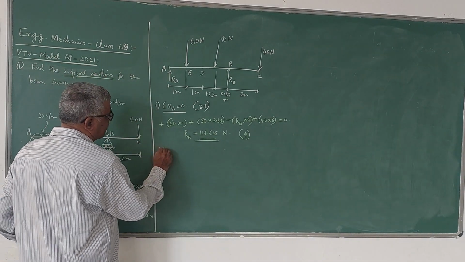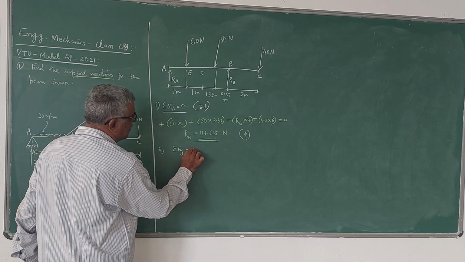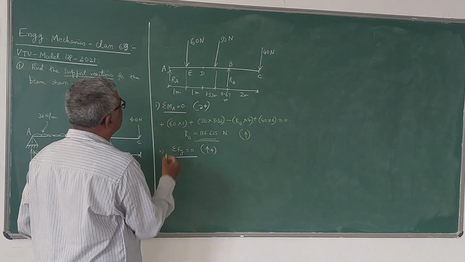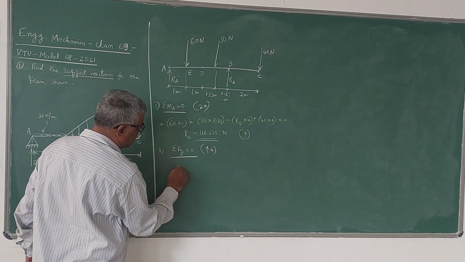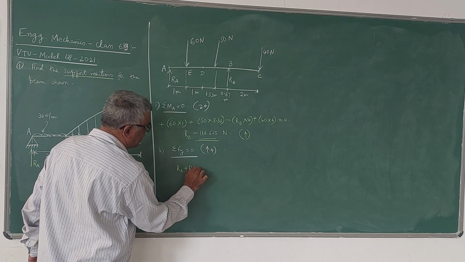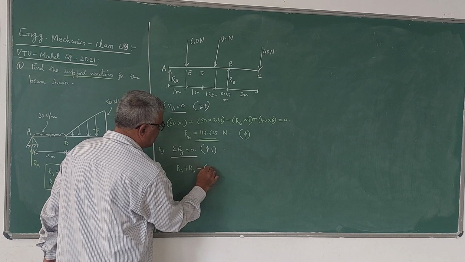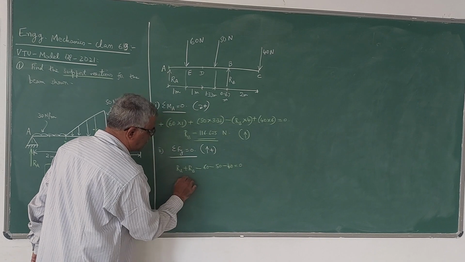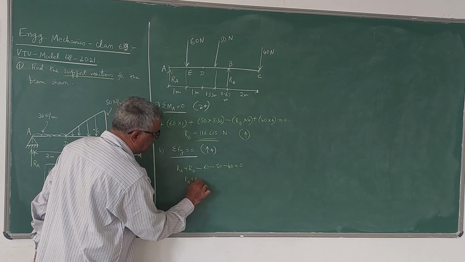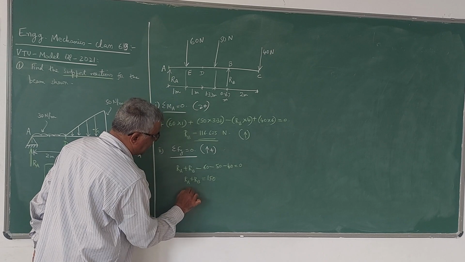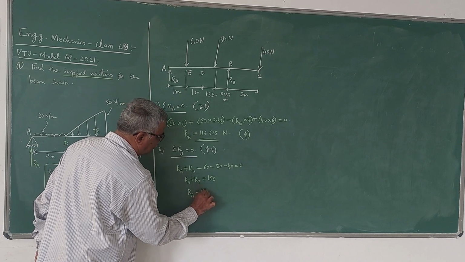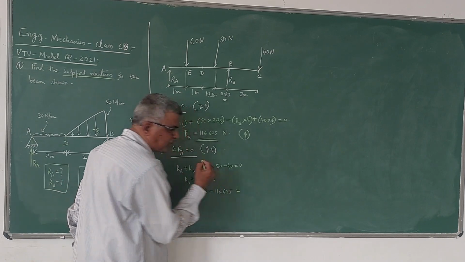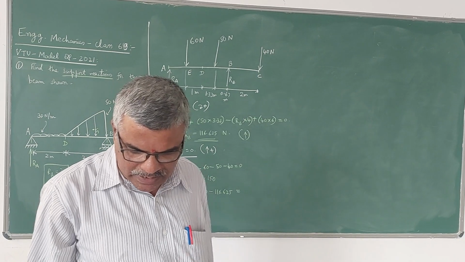Now for the second equilibrium equation, I am going to use sigma Fy equals 0. Forces acting upwards are positive, downward are negative. Let us apply it to the same diagram. RA and RB are positive, so you can see RA plus RB, whereas the other forces are negative: minus 60, minus 50, minus 40 is equal to 0. From this we get RA plus RB is equal to 150, or RA is 150 minus RB. RB is 116.625. If you simplify that, you will get the RA value.